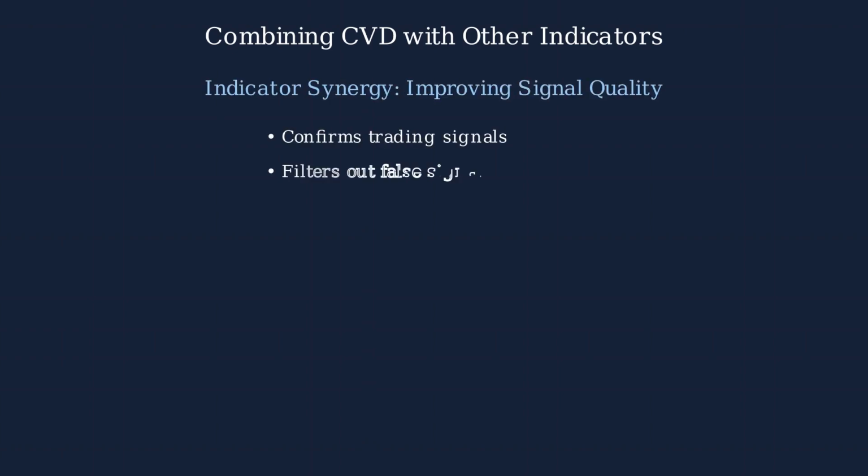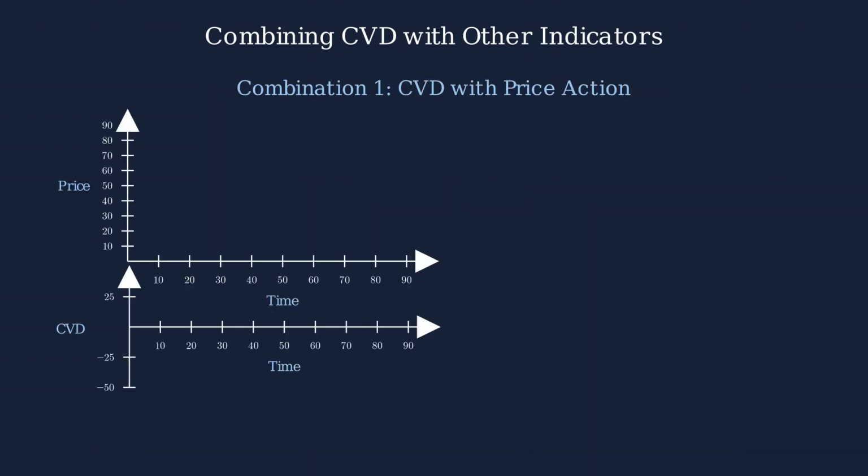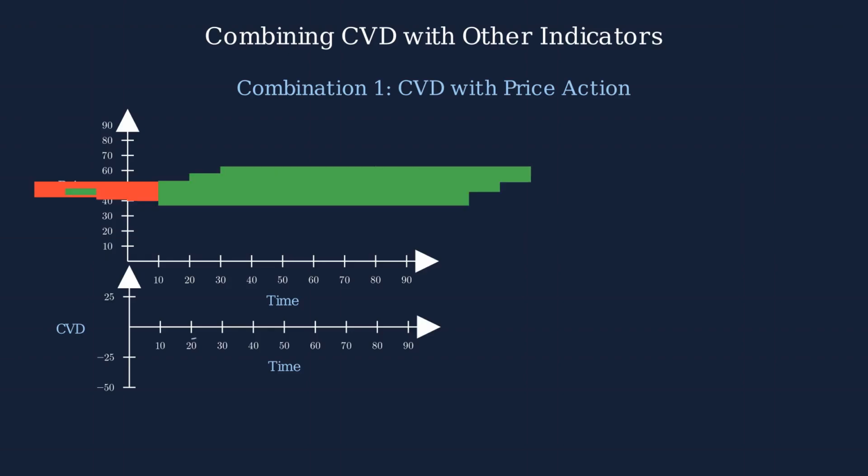Cumulative volume delta becomes significantly more powerful when combined with other technical indicators. By using multiple indicators together, traders can improve signal quality and make more informed decisions. Let's first examine how CVD works with price action, especially candlestick patterns. Here we have a price chart showing candlestick patterns with the CVD indicator below.